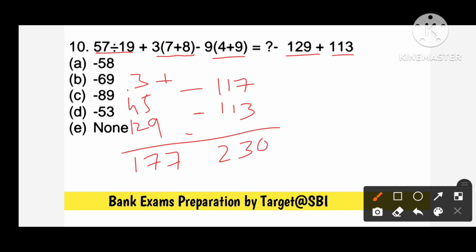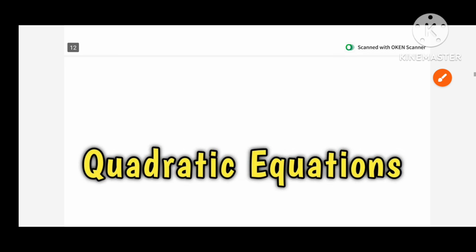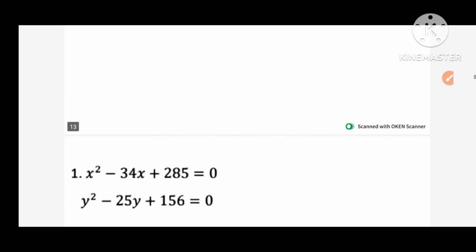So 23 plus 30 is 53. So minus 53 is the answer for this one. So option D is the answer. Now we are going to see quadratic equation questions. Question number 1.